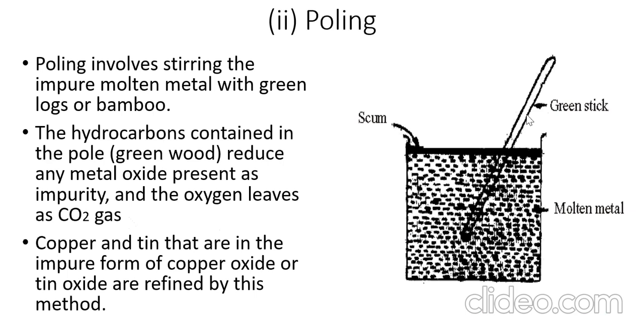Right? The carbon in the green stick reacts with the oxide to form what? To eject carbon dioxide out. So it continues to remove the oxide, and then what is left behind is the metal. Examples are copper and tin, in the impure form of copper oxide or tin oxide, which are refined by this method. You continue using these green logs so that it can eject what? Carbon dioxide.